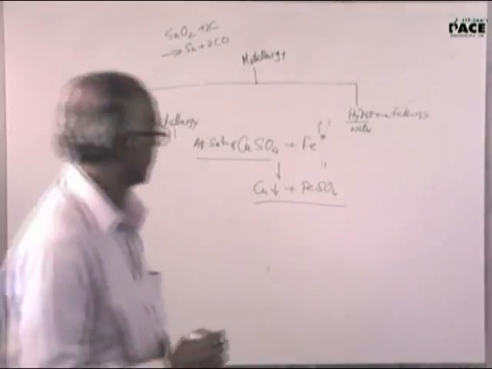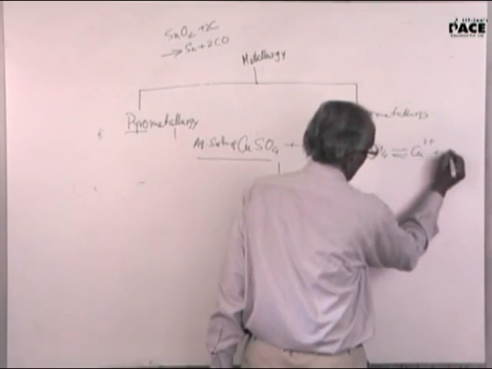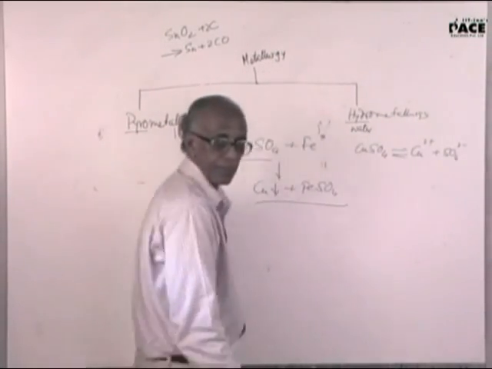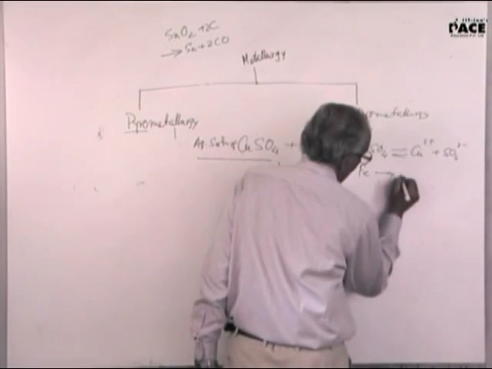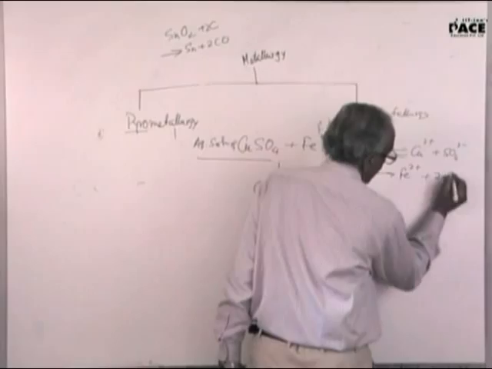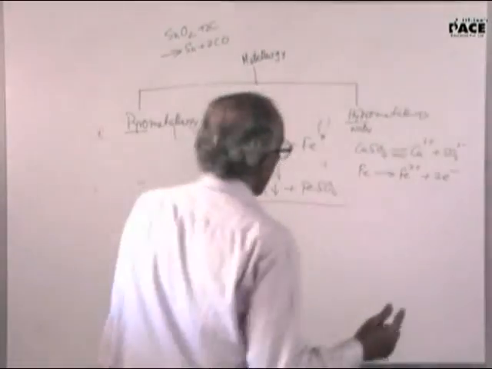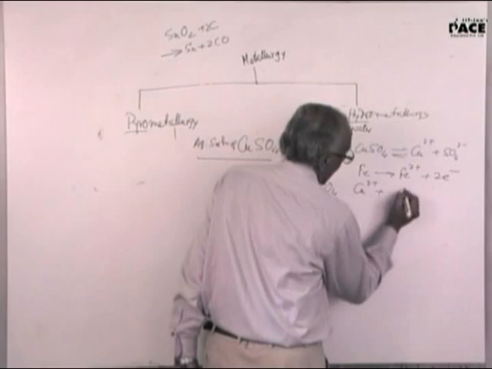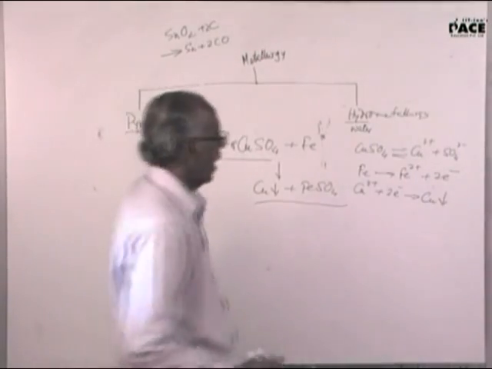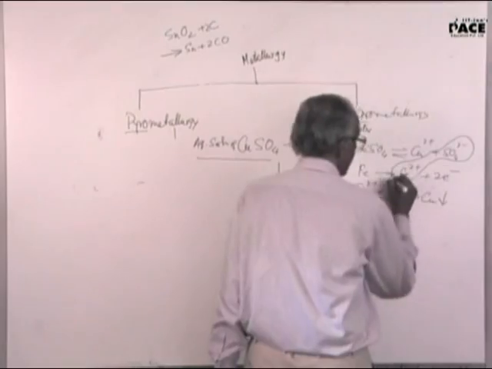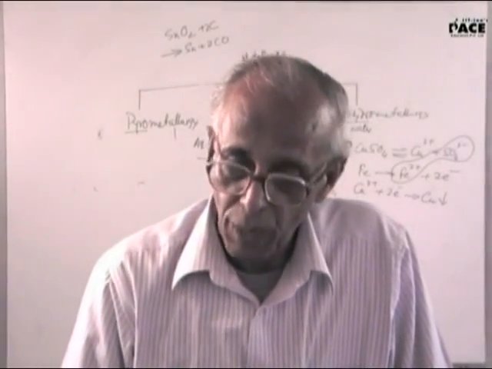How does it take place? Copper sulfate dissociates to copper 2 plus and sulfate ion. Any salt will dissociate completely. Iron will oxidize to iron 2 plus plus 2 electrons. Iron is more electropositive, so it will undergo oxidation. Copper 2 plus plus 2 electrons gives you copper, which is precipitated. Ferrous ion combines with the sulfate ion to form ferrous sulfate. Okay, this is one example.